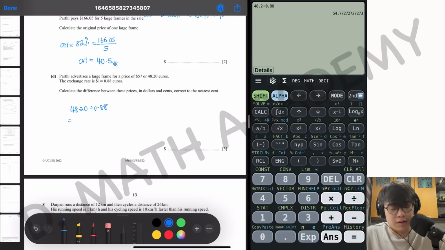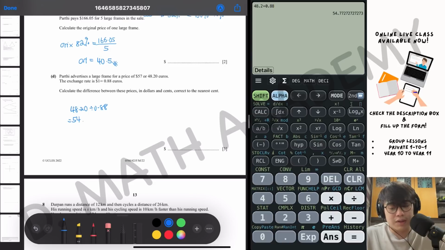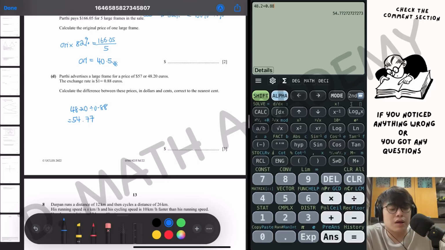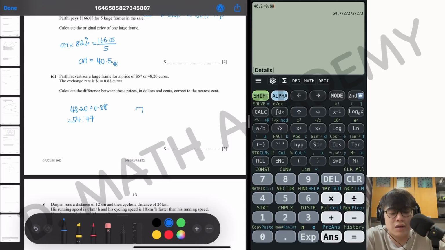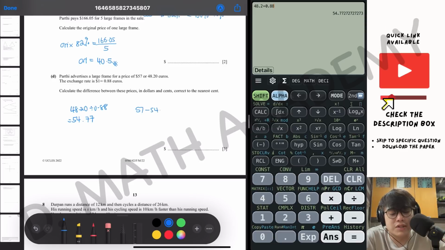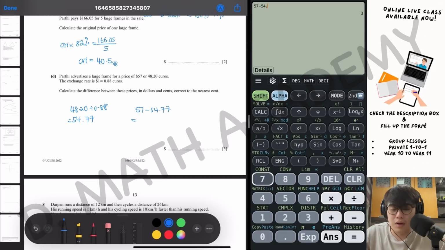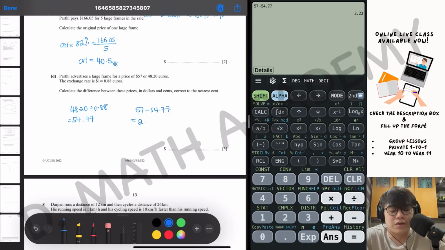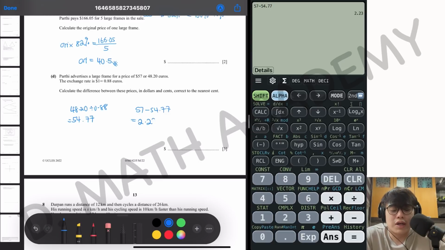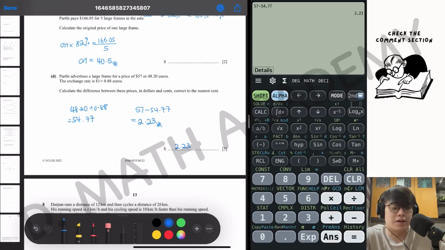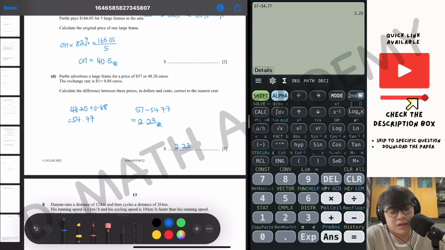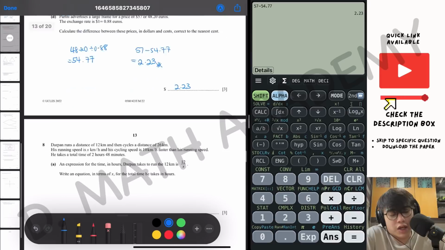Okay, you will get 54.77. Okay, and then to find the difference, you have to take 57 minus 54.77. So you get $2.23 as your difference here. So that's pretty much it. Moving on to section E.